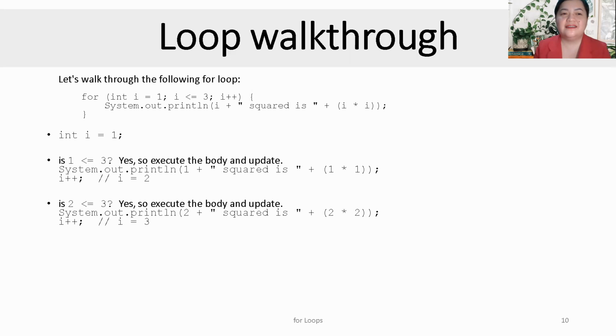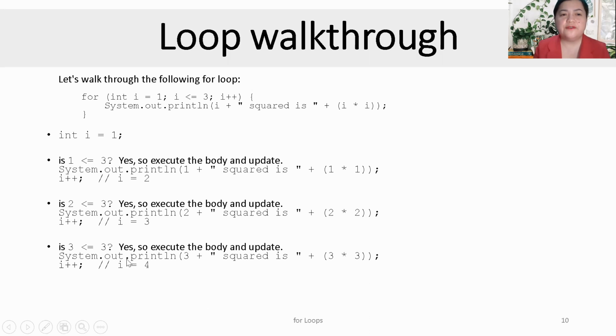John? 2. Okay, good. So is 2 lesser than or equal to 3? True or false, Annie? Yes. So execute the body and update again. So we'll perform system.out.println 2, that's the current value of our I, plus "squared is", plus we will perform the expression 2 times 2, which is the value of our I. And then we will increment the value of our I by 1. So that means 2 plus 1, which will make our I into 3.